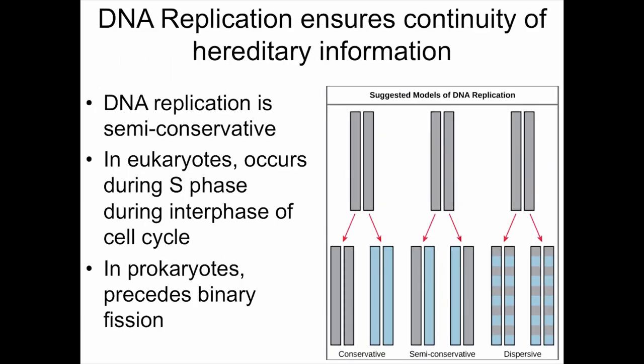DNA replication ensures continuity of hereditary information. You should know that DNA replication is semi-conservative. This means that one strand serves as the template for the formation of a new strand. This new strand is complementary to the template strand according to Chargaff's rule. DNA replication takes place in eukaryotes during the S phase of interphase during the cell cycle. And in prokaryotes, DNA replication precedes binary fission.